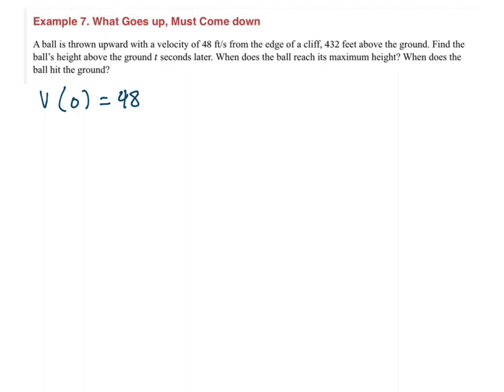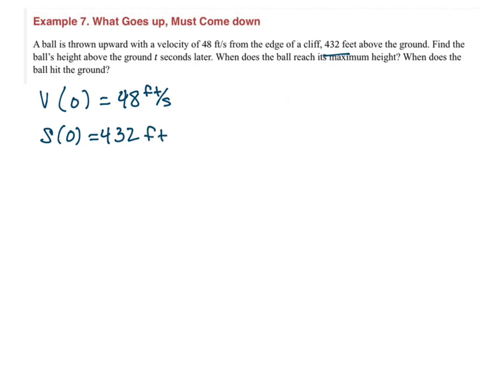Initial velocity. This is happening from the edge of a cliff that is 432 feet above the ground. There's our S of 0. S of 0 happens to be 432 feet above the ground. Velocities in feet per second.